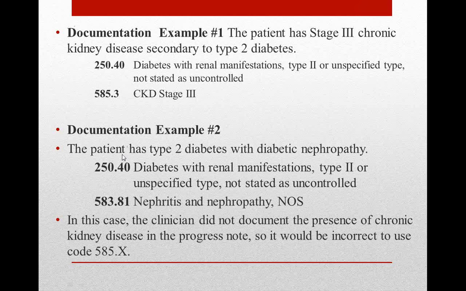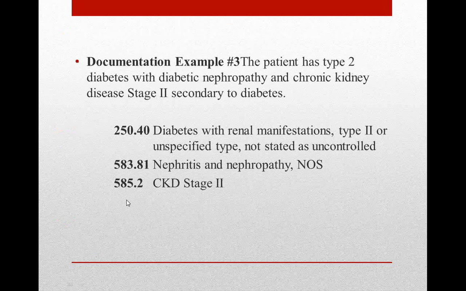Next example, the provider only put the patient has type 2 diabetes with diabetic nephropathy. Again, with. In this case, you can't code chronic kidney disease because there wasn't the documentation, so you have to use the nephritis code, which is 583.51.